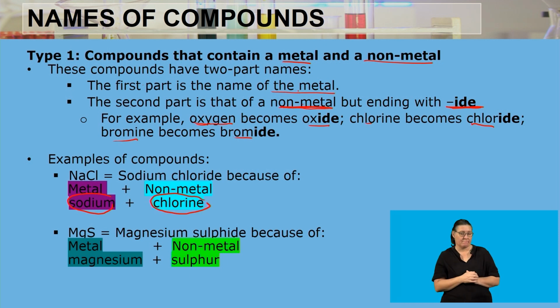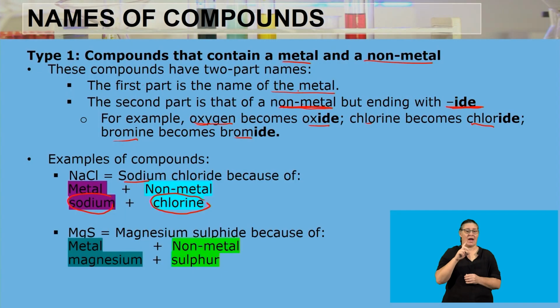How do we name them? We start by naming the metal, and then the nonmetal, we just simply change the ending. As we have said, sodium chloride. Notice the ending there, IDE. So chlorine has changed to chloride.